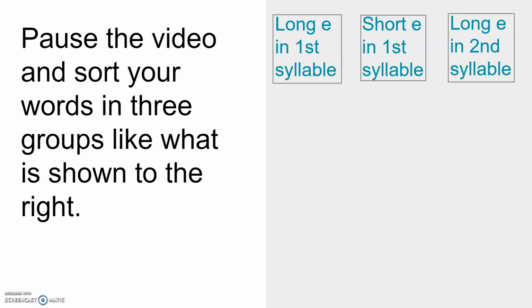Okay, this week we have words that all have an E sound, so we have to figure out how we're going to sort them into different categories. So the first thing we're going to do is look at the first syllable. If that first syllable contains a long E sound, we're going to group those words together. If the first syllable has a short E sound, we're going to group those in a second sort. And if the word has a long E in the second syllable, all of those words are going to go together. So pause your video so you can sort your words into three groups like what is shown to the right.